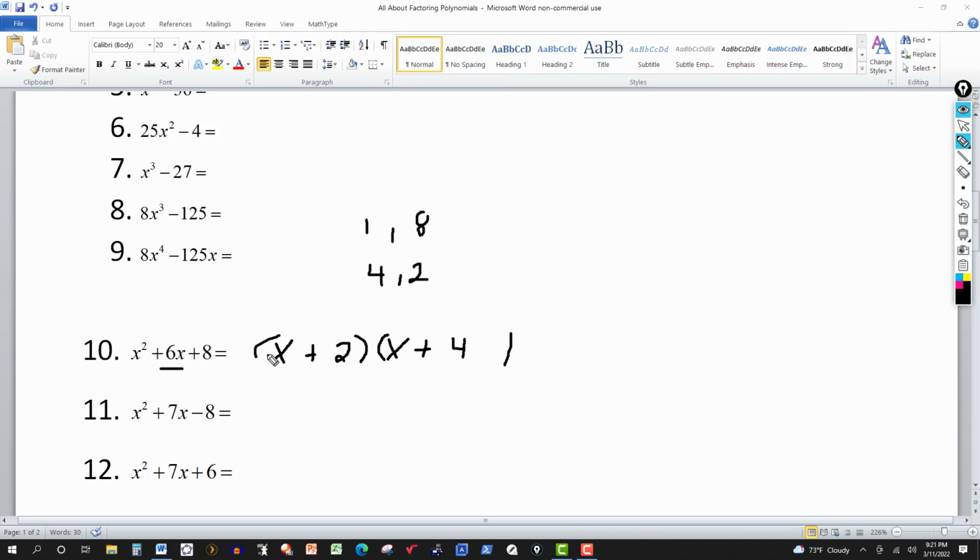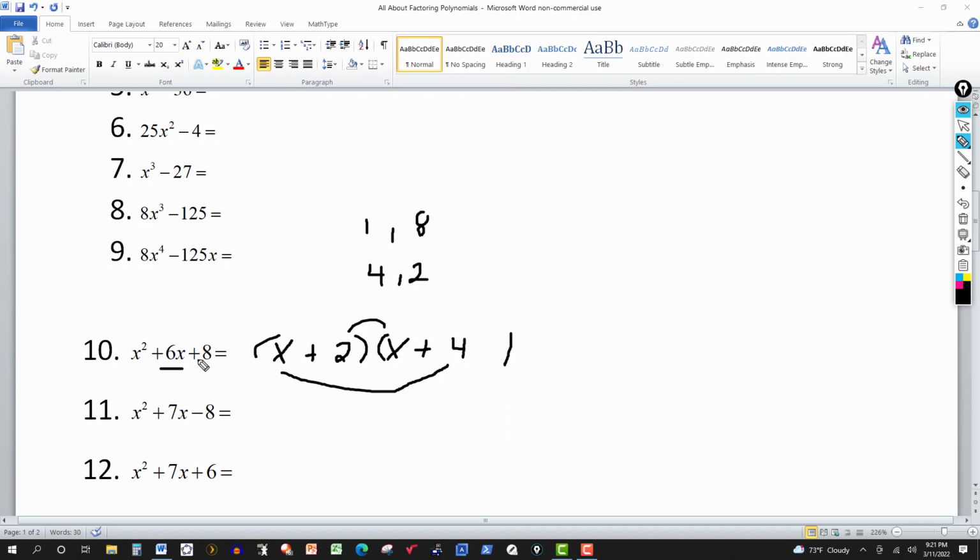And then check yourself. X times x is x squared. 2 times 4 is 8. And then right here, 2x, that product is 2x. That product is 4x. 4x and 2x gives me 6x, so it checks. So if the third term is positive, assuming the lead coefficient x squared is 1, then the signs here are going to be the same, and they're going to be whatever the middle term is. So if this is a plus there, this will be a plus and a plus. If this had been a minus 6, this would have been a minus and a minus.